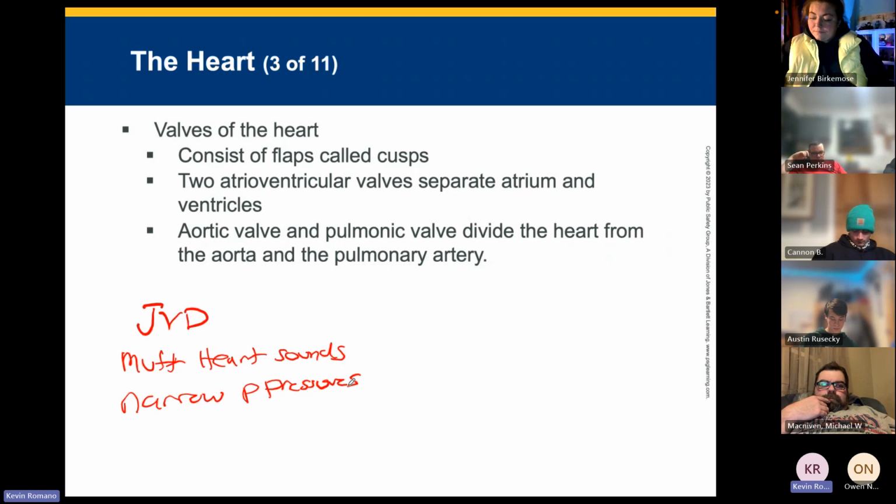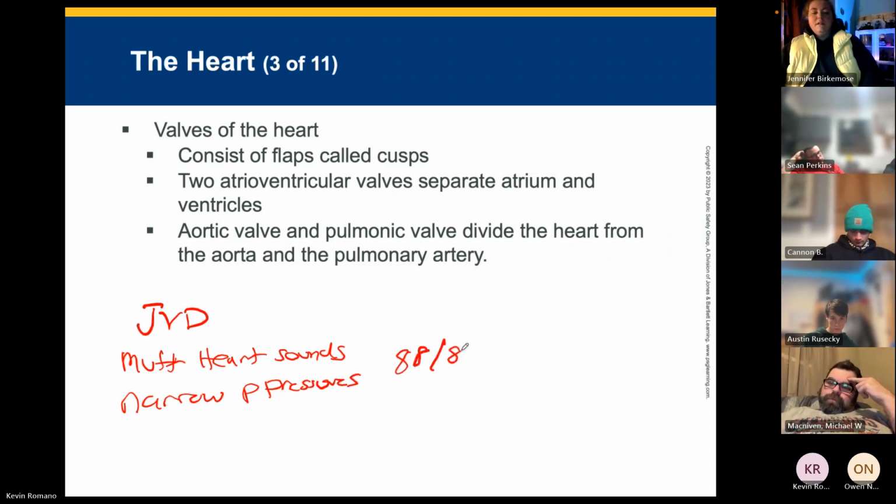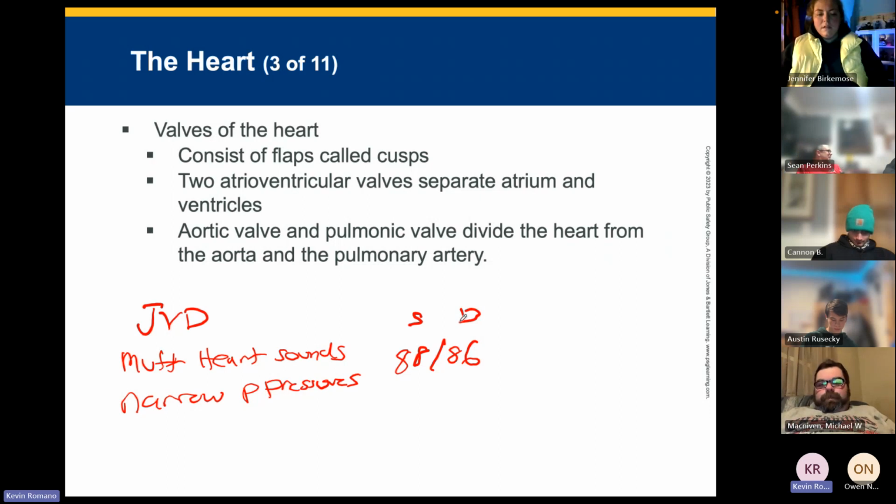JVD, muffled heart sounds, narrowing pulse pressures. Pulse pressure being blood pressure, like this: your systolic, diastolic, something close together. What's the treatment for this?